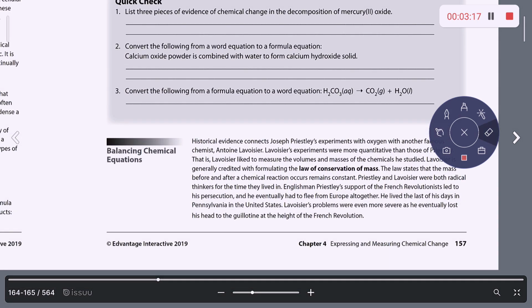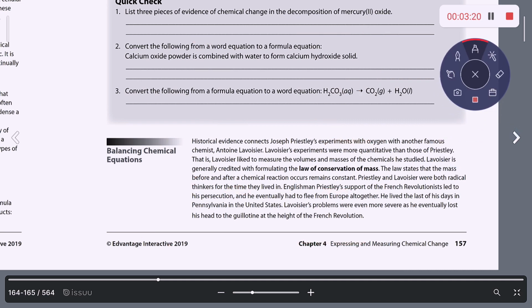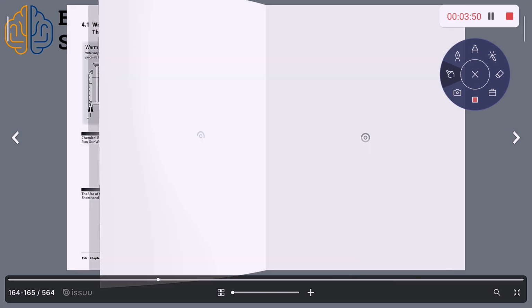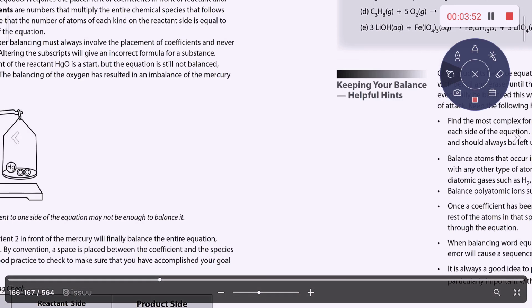Let's talk about balancing equations for a second. We balance equations because we need to follow something called the law of conservation of mass. Antoine Lavoisier is the one that is formally credited with coming up with the law of conservation of mass, and the reason is that he loved to measure the volumes and masses of the chemicals that he worked with. If you take a look at the next page, we will be placing coefficients in front of substances to follow the law of conservation of mass. This is known as balancing equations.